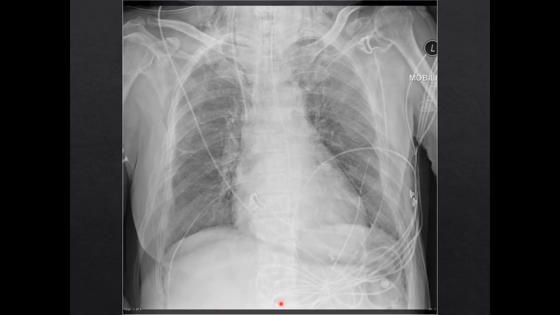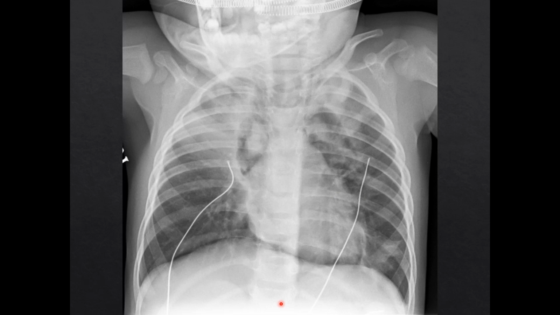And that air doesn't only have to go along the side of the heart, but can also be along the inferior aspect of the heart, as well as in this pediatric image. This is called the continuous diaphragm sign, and if it's above the diaphragm, it is indicative of pneumomediastinum.